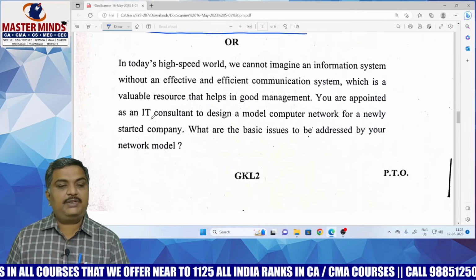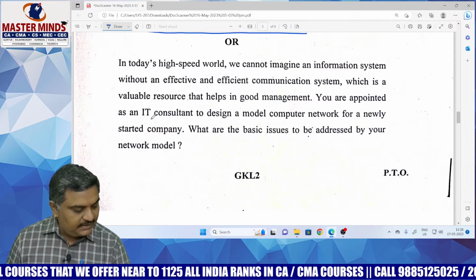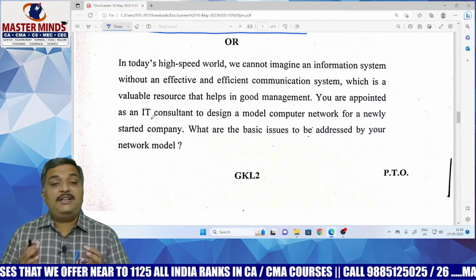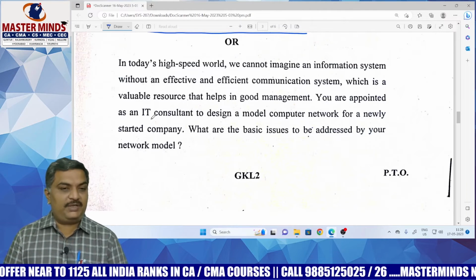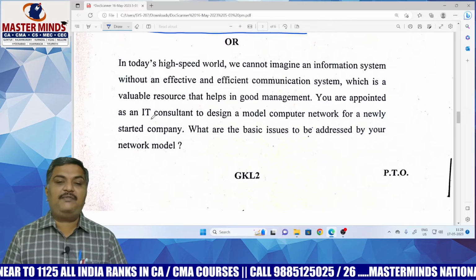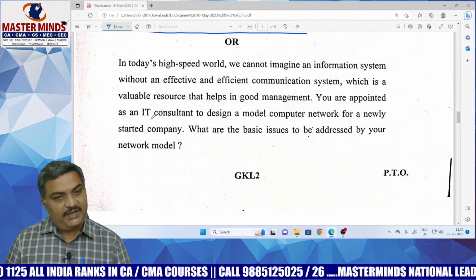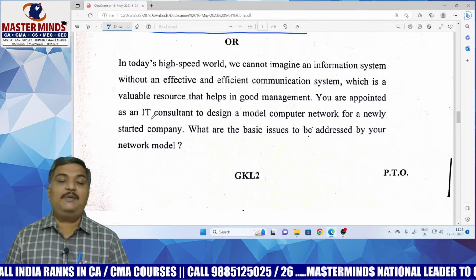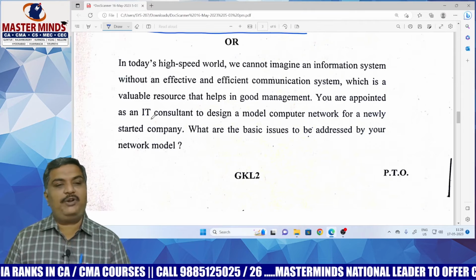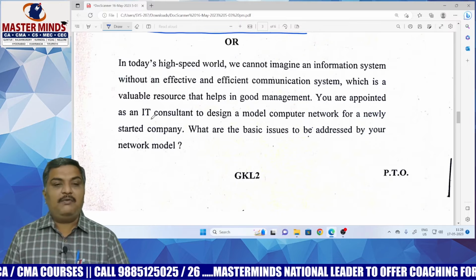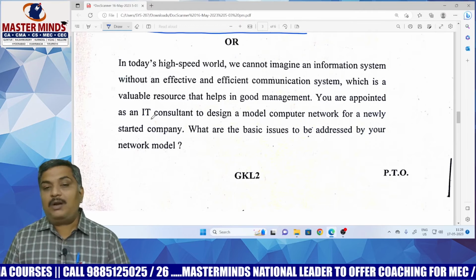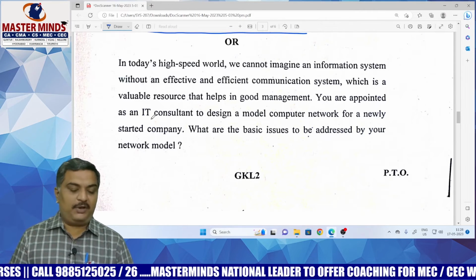And now coming to the last question, that is, in today's high speed world, we cannot imagine an information system without an effective and efficient communication system, which is a valuable resource that helps in good management. You are appointed as an IT consultant to design a model computer network for a newly started company. What are the basic issues to be addressed by your network model?